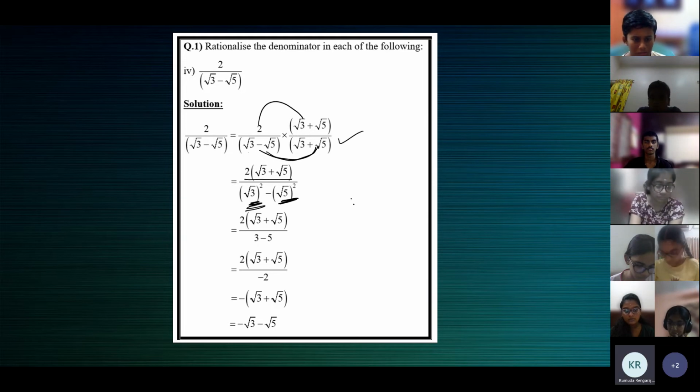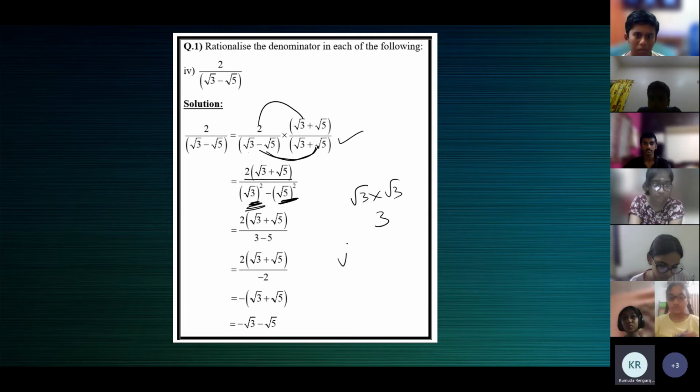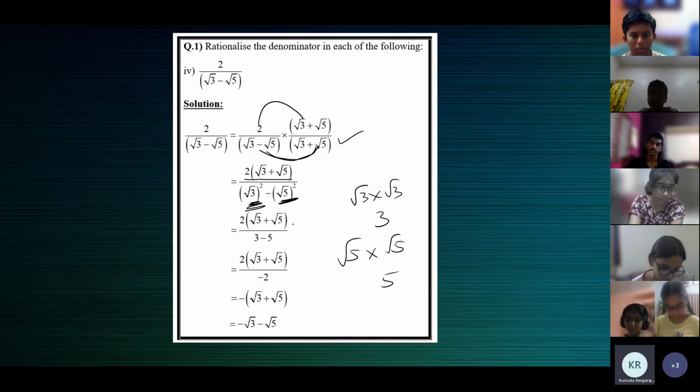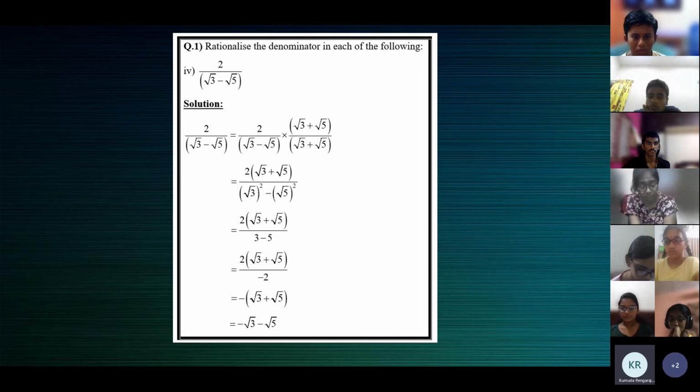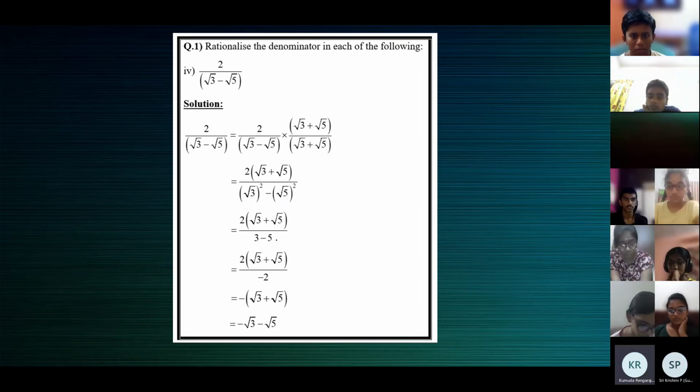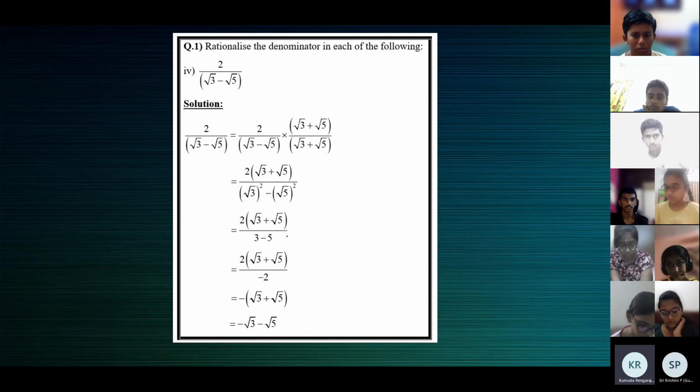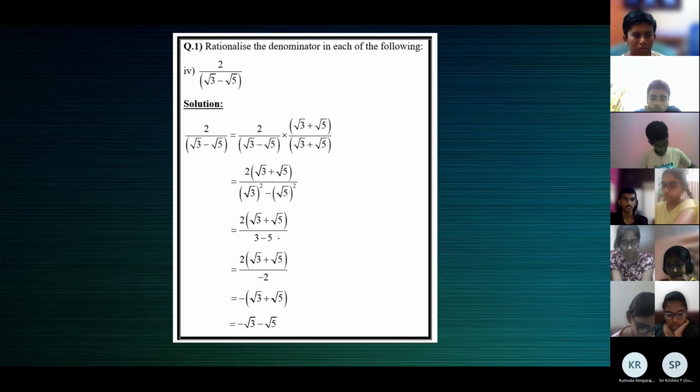So now we know that root 3 the whole square is root 3 into root 3, which is 3. And root 5 the whole square is root 5 into root 5, which is 5. So 3 minus 5. In the next step, the numerator comes as it is. Don't multiply 2 with root 3 and root 5. Don't multiply now. We'll wait for the denominator to happen, meaning we'll simplify the denominator, see what the denominator is, and then if we want, we'll multiply the terms in the numerator.